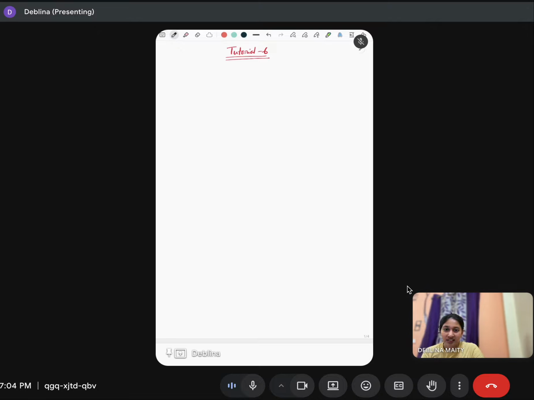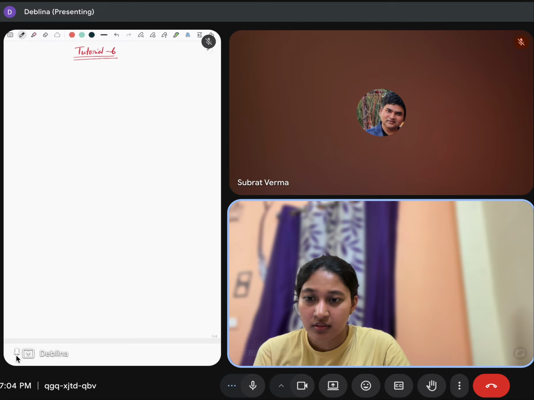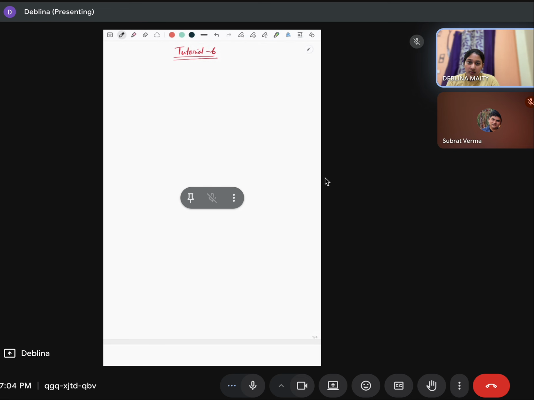Okay, so let's start this session. In the last session we discussed continuity and uniform continuity, and in this session we are going to discuss differentiation and its properties.